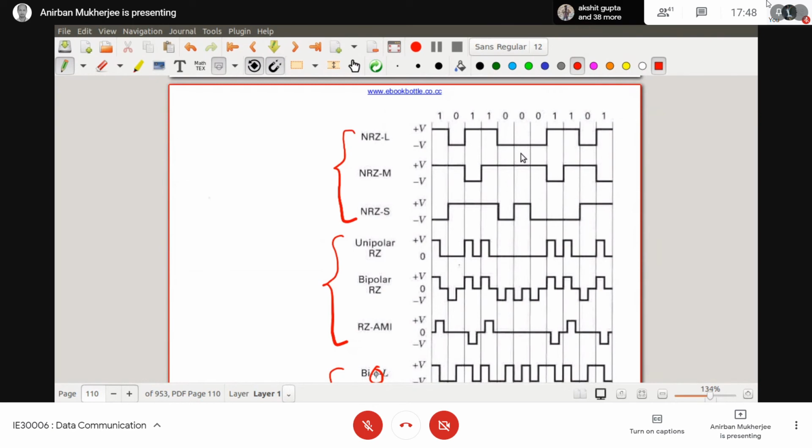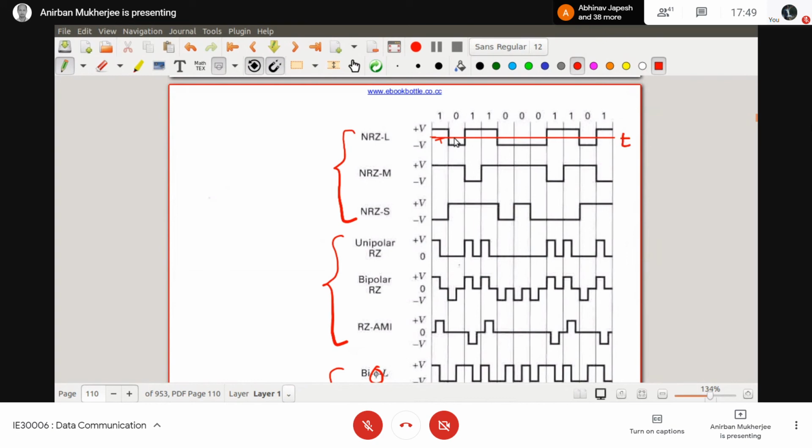What is the basic representation? NRZ means non-return to 0. Try to understand, non-return to 0 means it will never come to 0. Whatever may be the bit sequence, this is the actual electrical signal waveform. That is V and minus V, the duration is T, and this is my 0 volt.